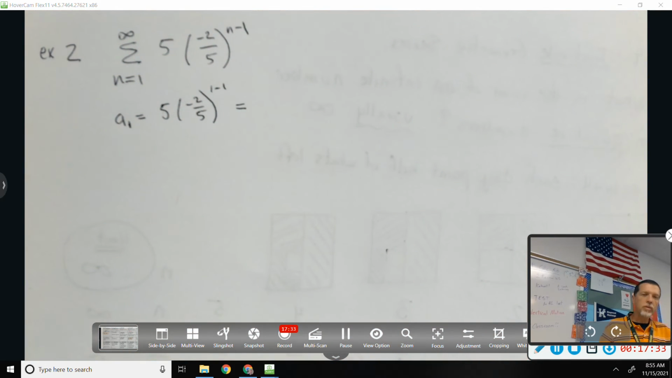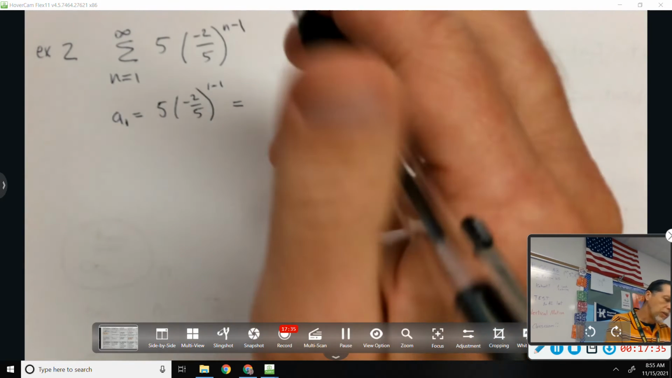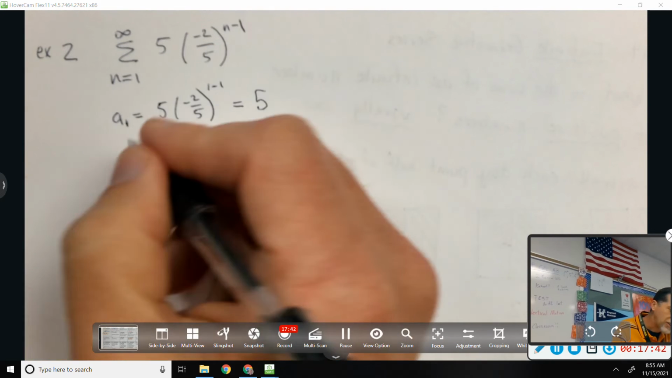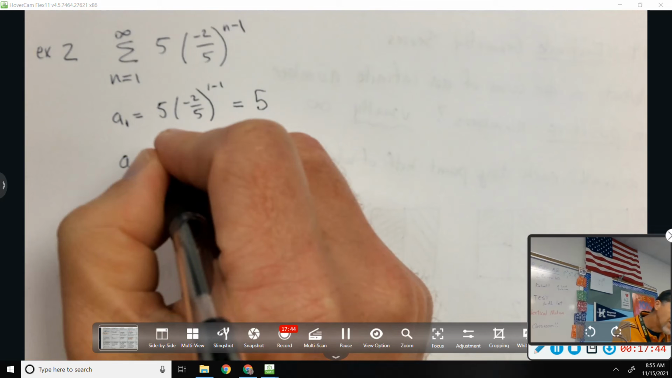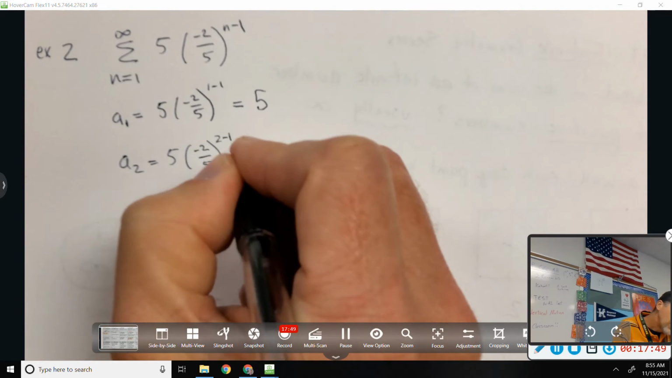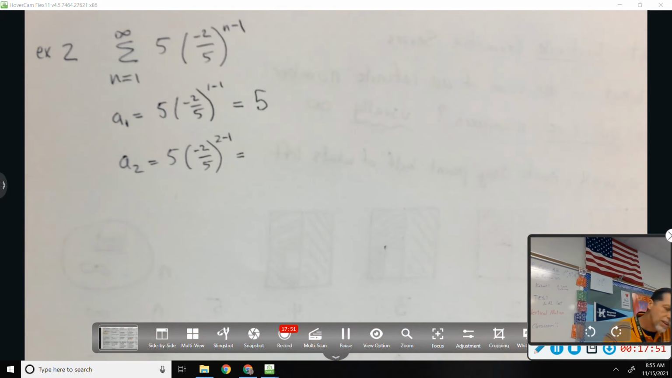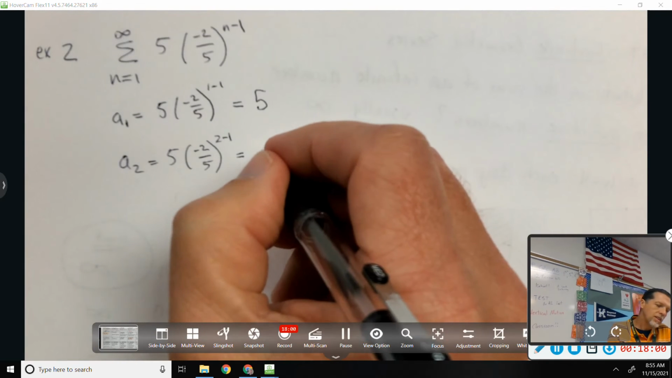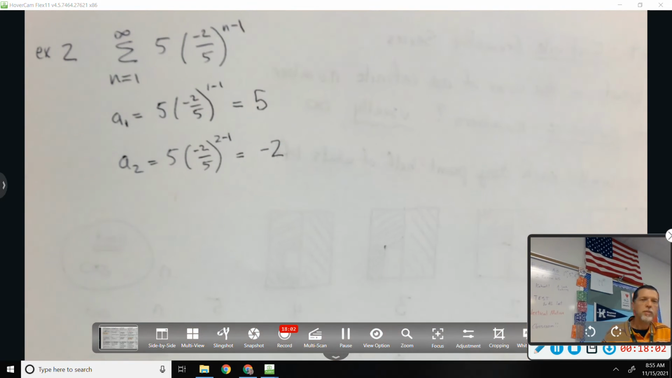So 1 minus 1 is 0. Anything to the 0 is 1. Times 5 is 5. But that didn't tell me what R is. A2, 5 times negative 2/5 to the 2 minus 1. So that would be 5 times negative 2/5, which is negative 2.